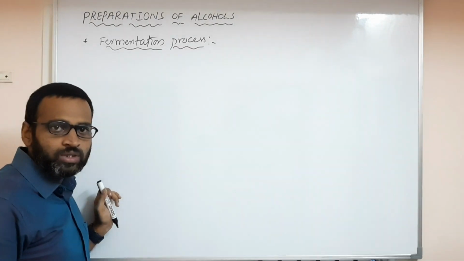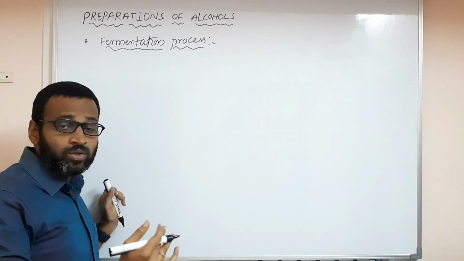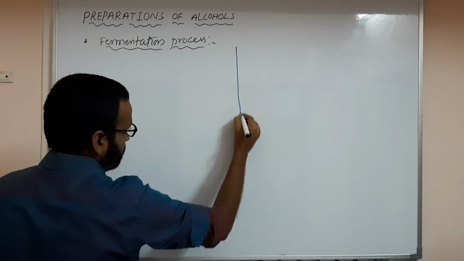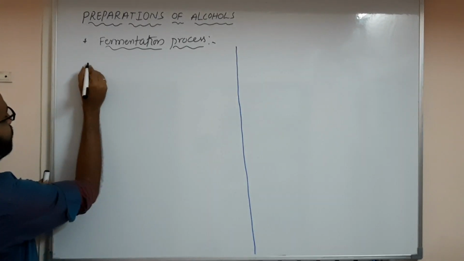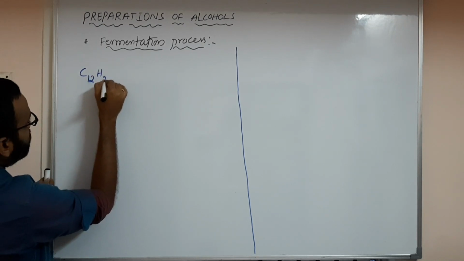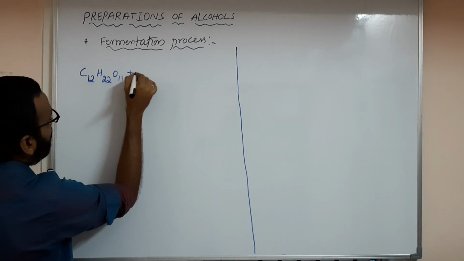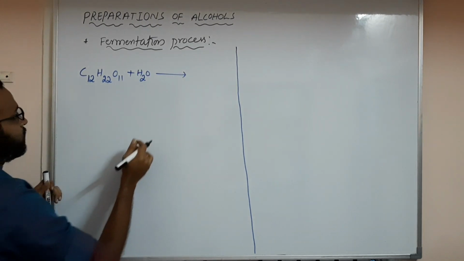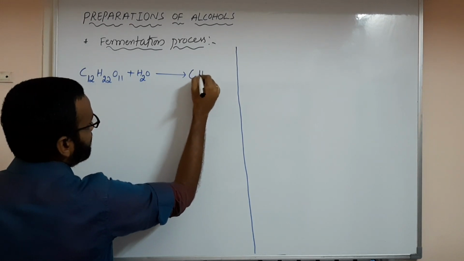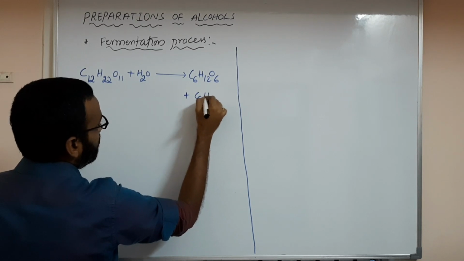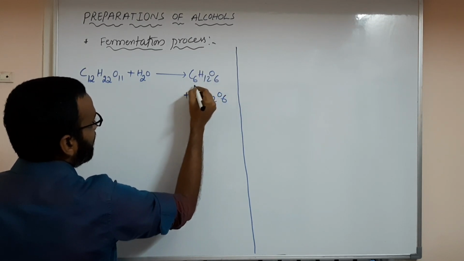So we have two fermentation processes here. One is from sucrose and one is from maltose. Maltose comes from starch. Both I will give you here, one by one. First, sucrose, formula C12H22O11. On decomposition you will get C6H12O6 plus C6H12O6. That means here you have glucose.